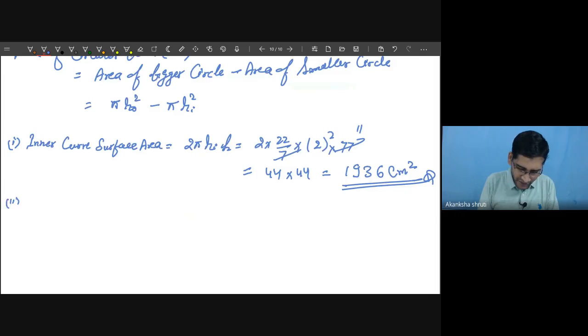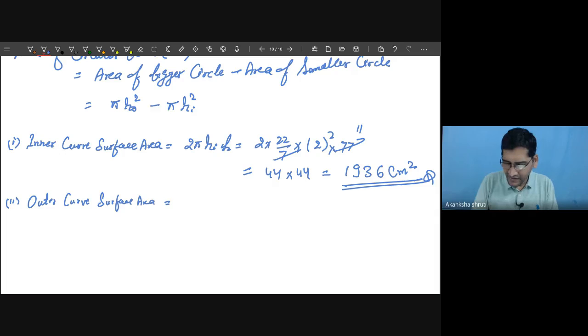Now come to the outer curved surface area. It is obtained by 2 pi r out into h. 2 into 22 by 7.